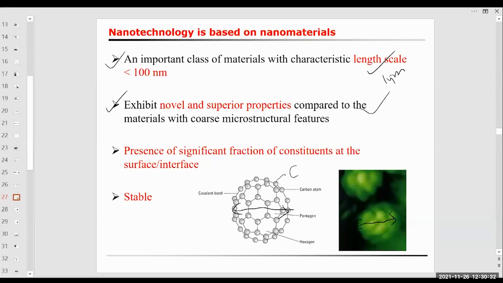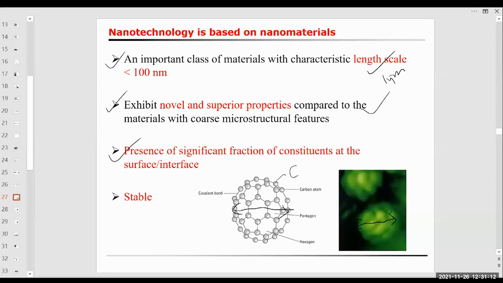As I said, all of them have to be simultaneously satisfied. Now, the third and most important is the presence of significant fraction of constituents at the surface. What are the constituents here? 60 carbon atoms. A significant fraction should be on the surface. It is like a football, they are on the surface of a football. You can imagine 60 carbon atoms here, not just a significant fraction, all of the 60 carbon atoms are on the surface of this feature called buckyball, called C60. So even the third parameter is satisfied.